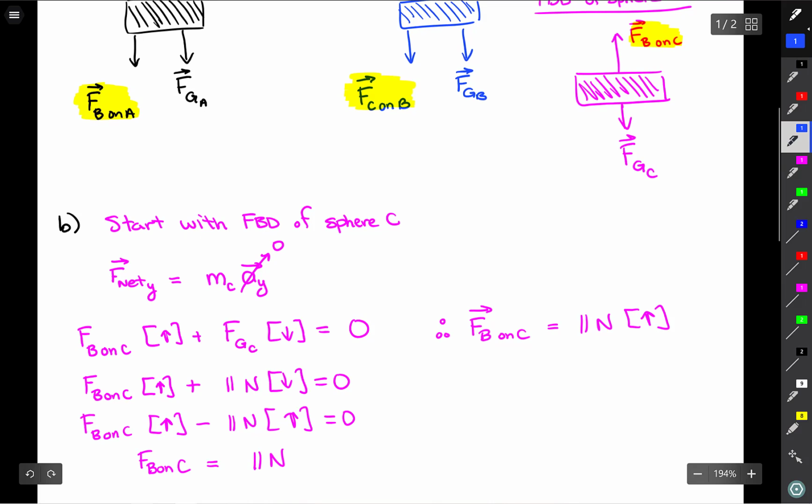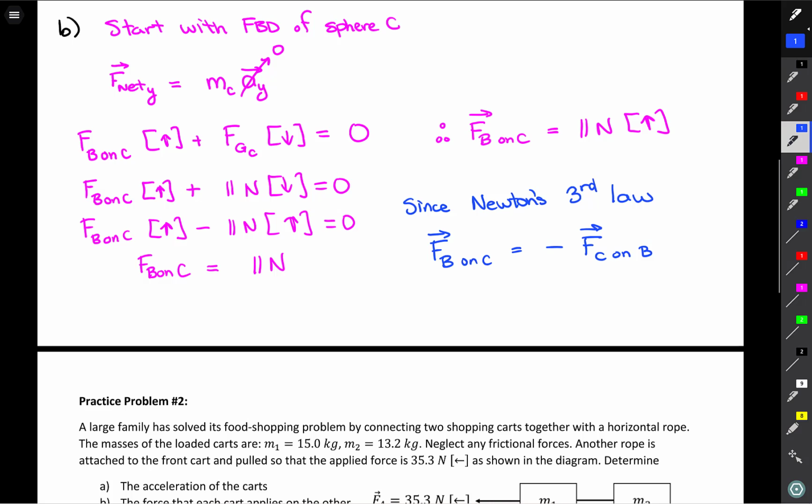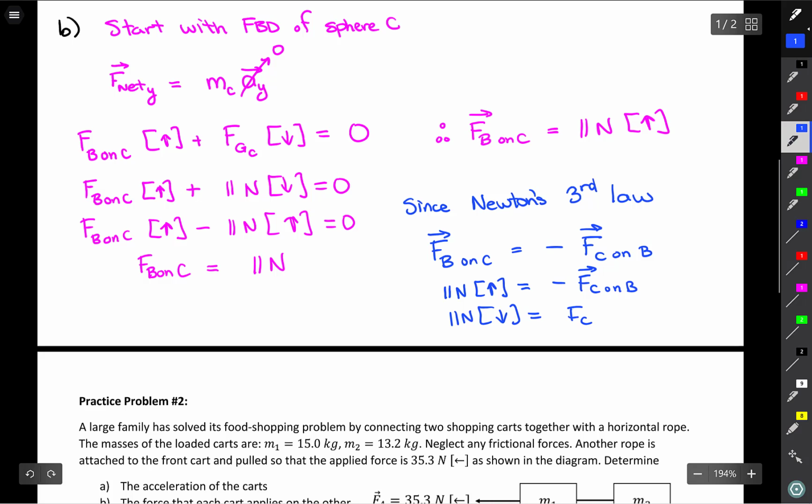I'm going to use this information, again using Newton's third law, that the force of B on C is the same in magnitude but the opposite direction as the force of C on B. So, since Newton's third law, FB on C is equal to the negative vector of FC on B. So that means that we knew this from above, 11 newtons up is equal to negative FC on B, which means that 11 newtons down is equal to FC on B.